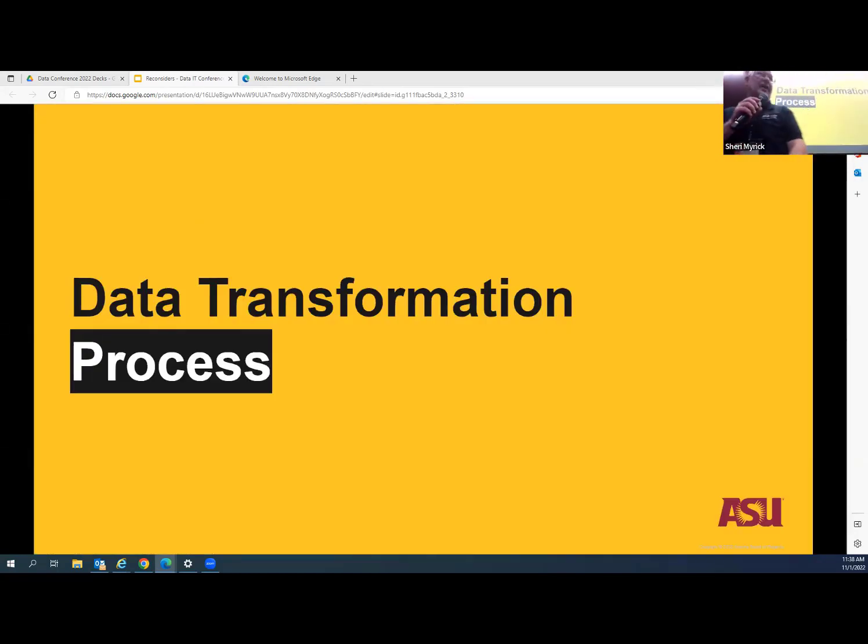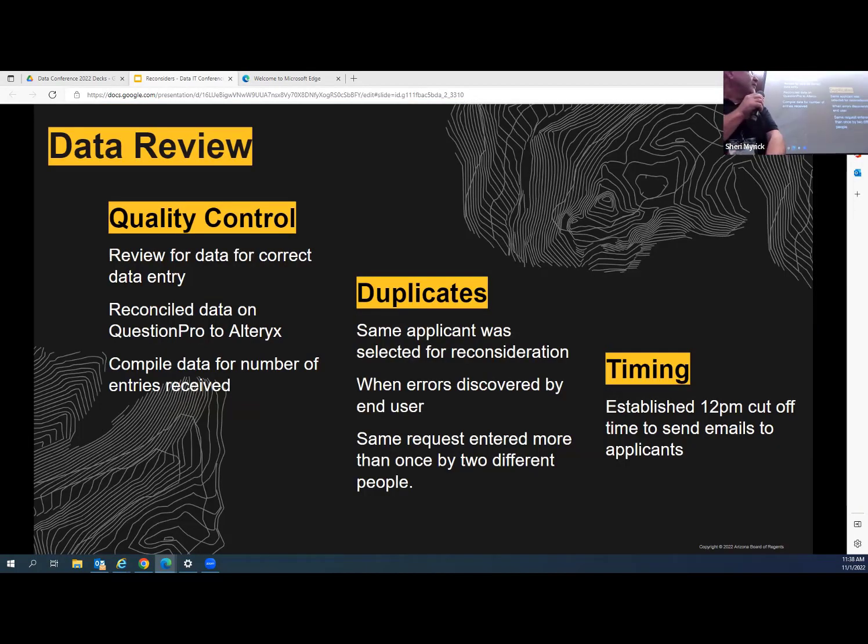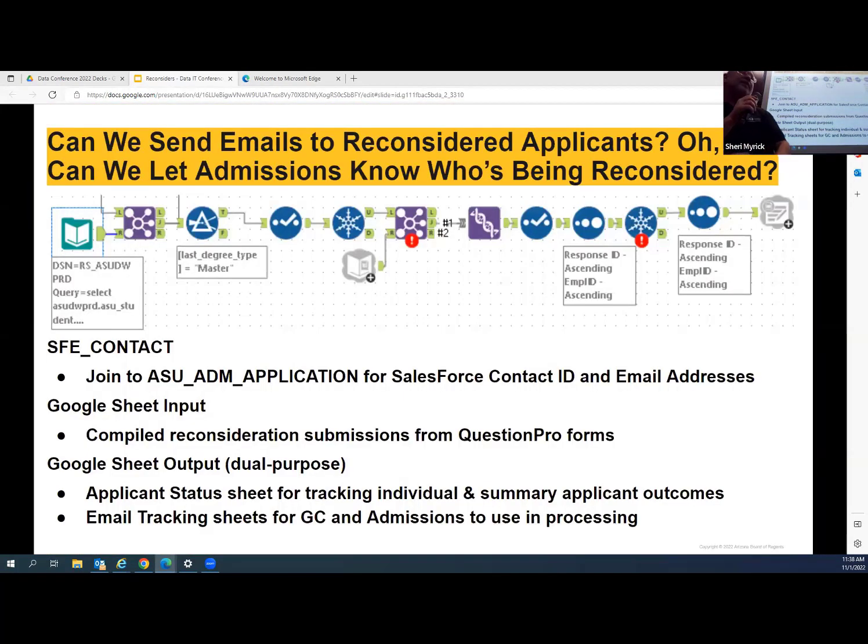So, once we got this up and running, I'm having great luck with the buttons today. Another way, can we have reported out those reconsidered folks? Oh, and can the admissions office know what's going on with all that? Sure, I guess so. Yeah, okay, fine.